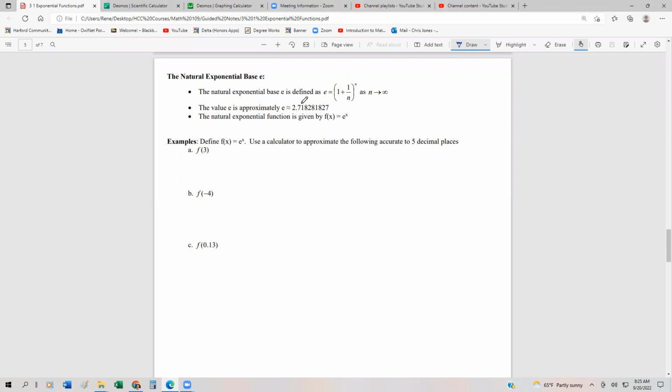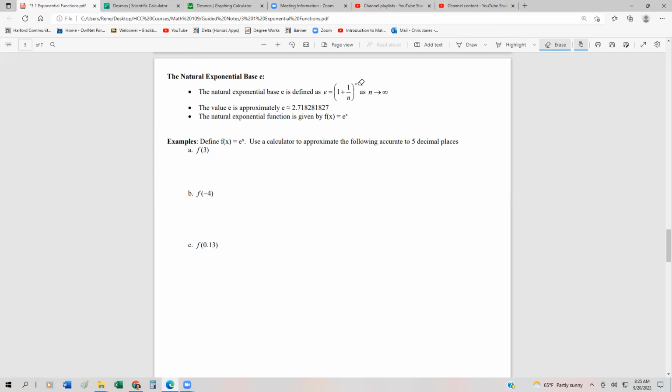Now, e is an irrational number, and eventually it gets to 2.718281827. The natural exponential function f of x is e to the x. Before we go there, I want to make sure everybody understands how we arrive at this number, 2.718, etc., and how we can use the calculator to approximate this.